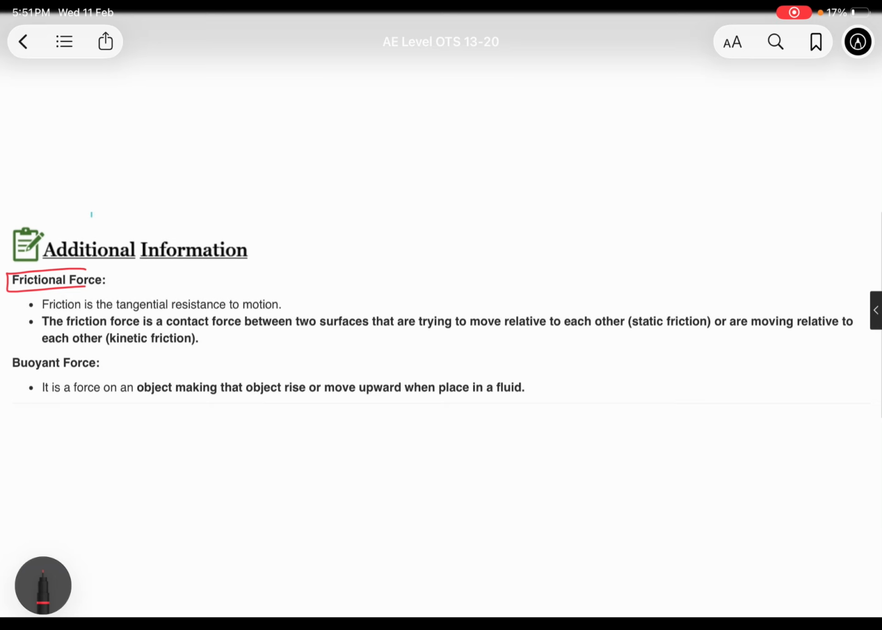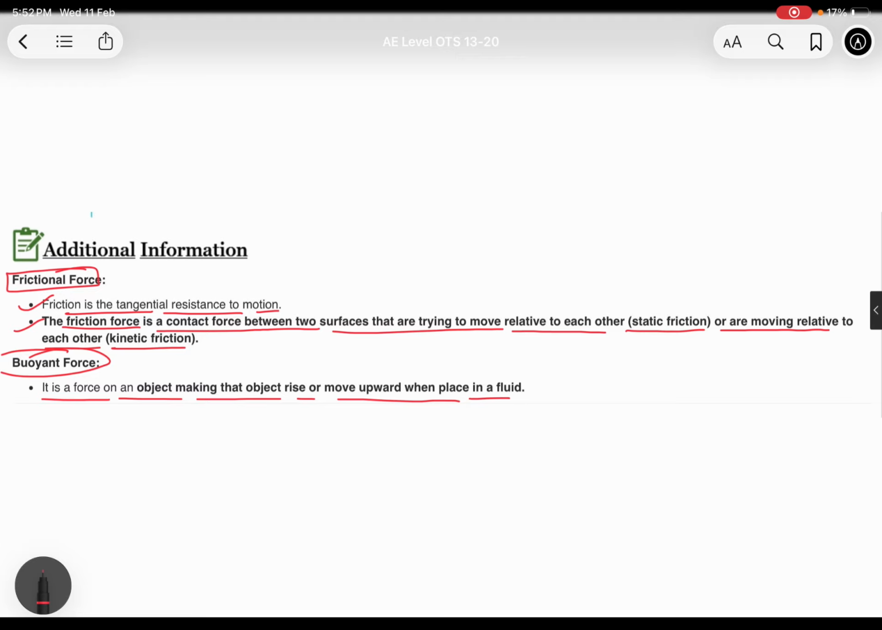Next are the frictional forces. Friction is the tangential resistance to motion. The friction force is a contact force between two surfaces that are trying to move relative to each other. Static friction and kinetic friction. Next, the buoyant force is the force on an object making the object rise or move upward when placed in a fluid.